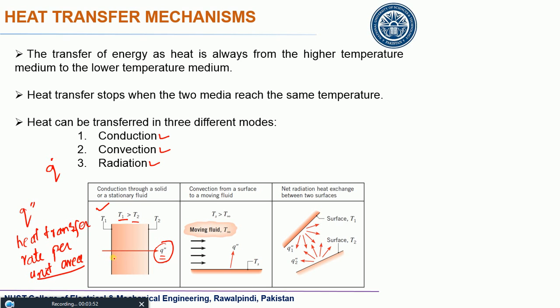Anyway, my point is that if this is the wall, just look at this point very carefully. You can say that the wall is in the vertical direction. The heat is being transferred in its normal direction, right? So this is one example of conduction through a solid or a stationary fluid. Even if the fluid is stationary, within the fluid you would have what kind of heat transfer? Conduction.